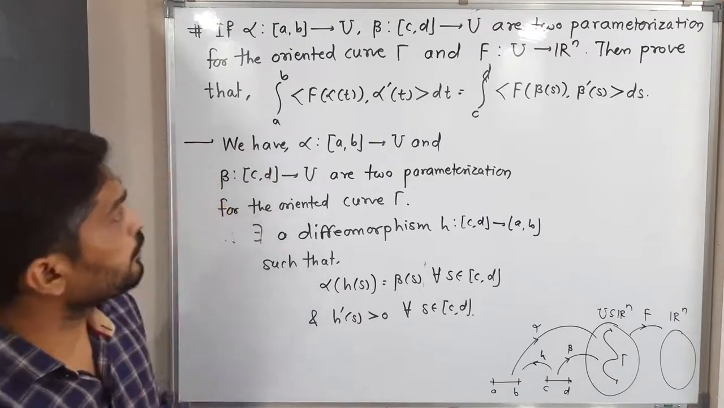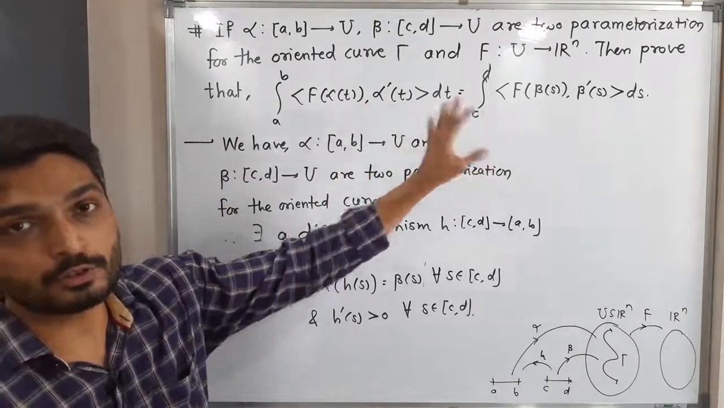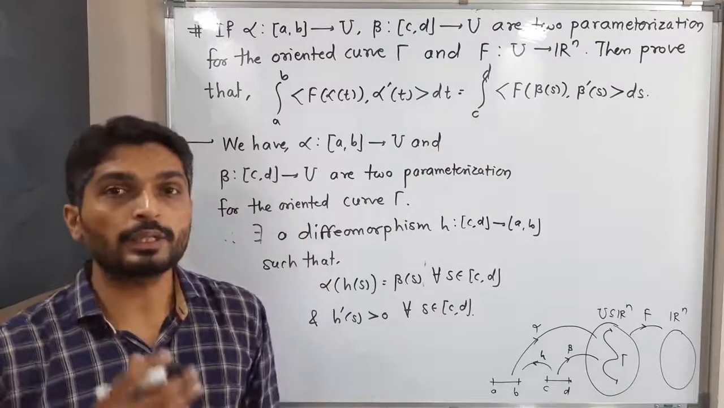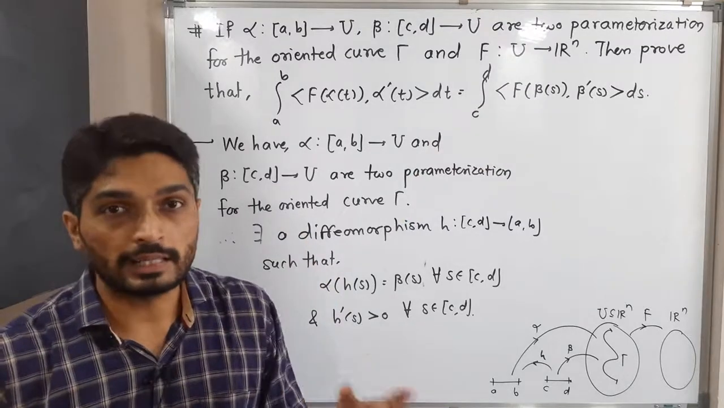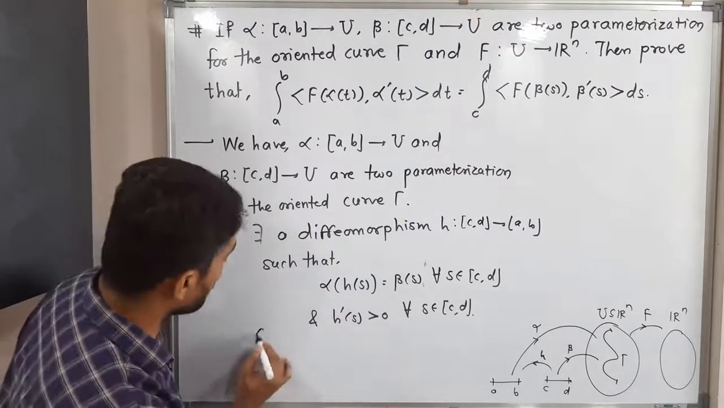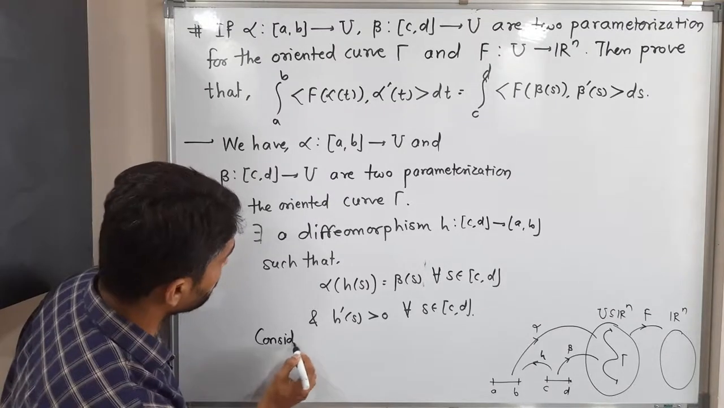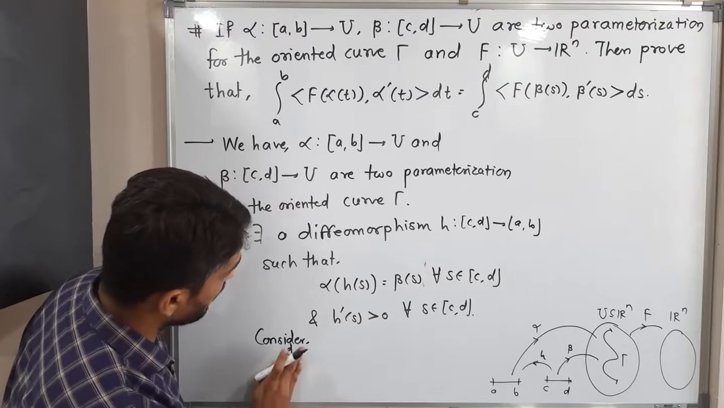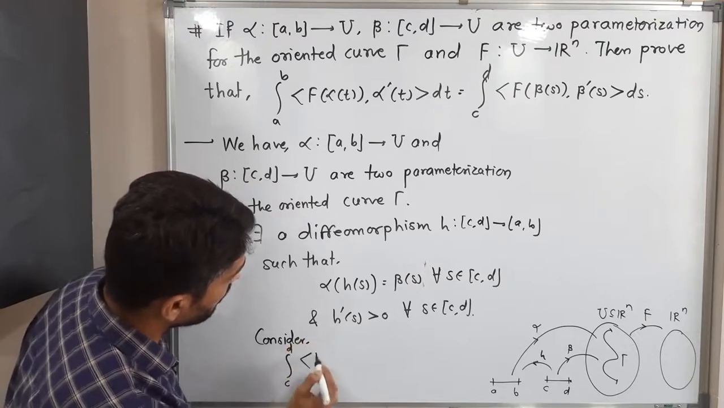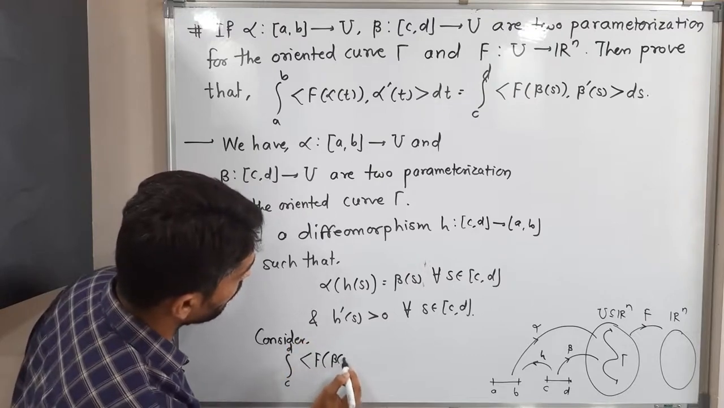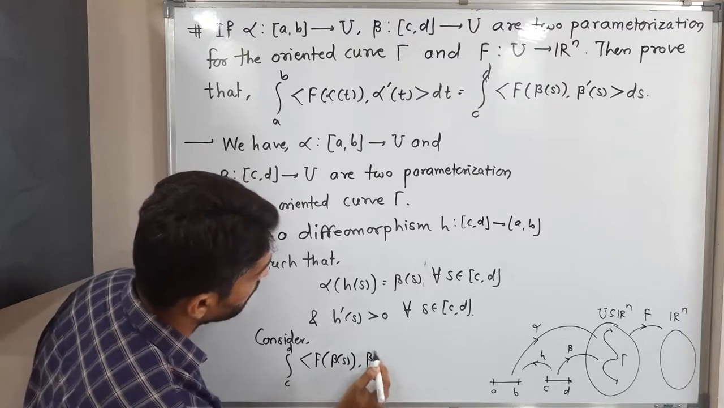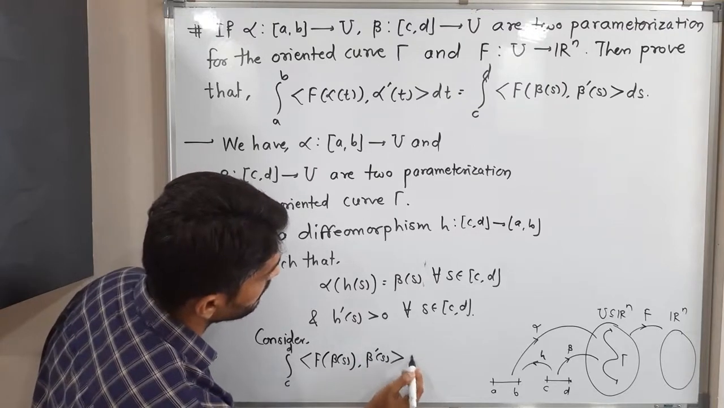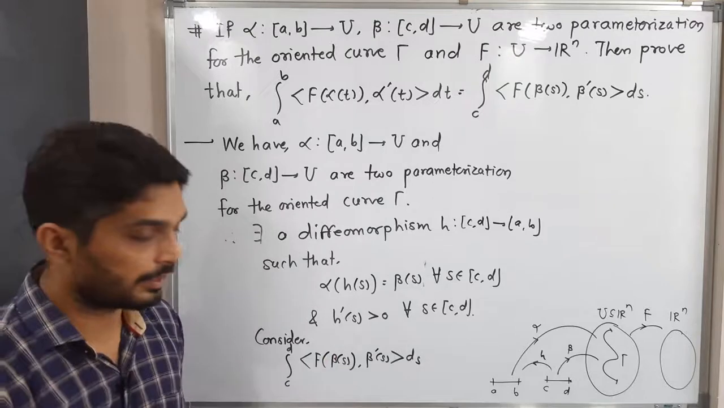Okay, so let us go further. We have to prove this equality. So what will I do? I will start with the right hand side and I will try to bring the left hand side there. So consider the integration from C to D of the inner product of f of beta of S, comma, beta dash of S, ds. So I started with the right hand side.